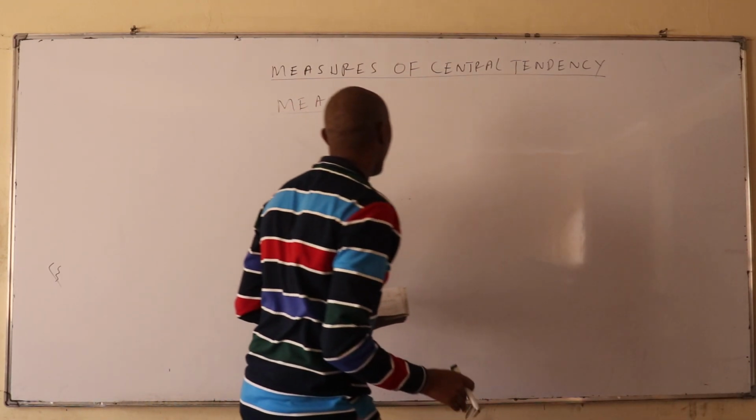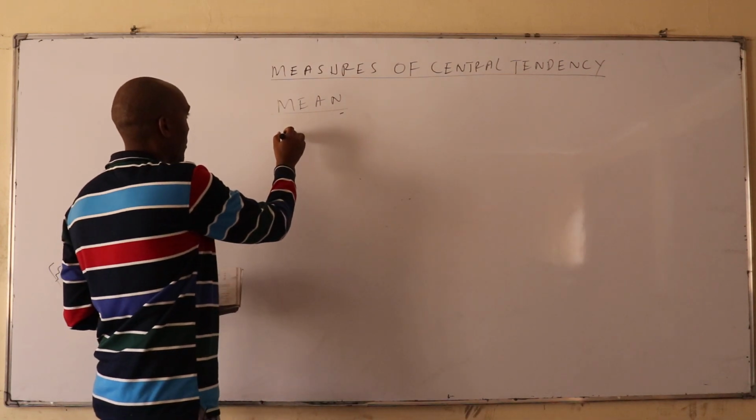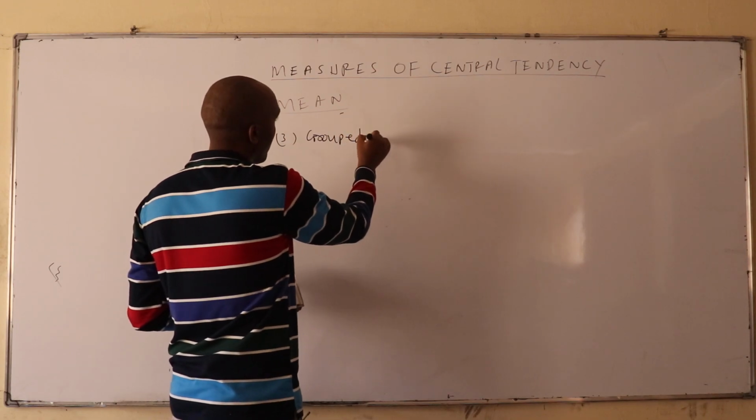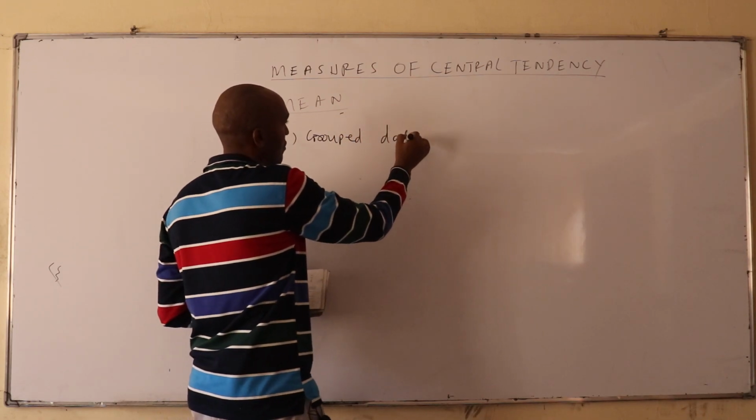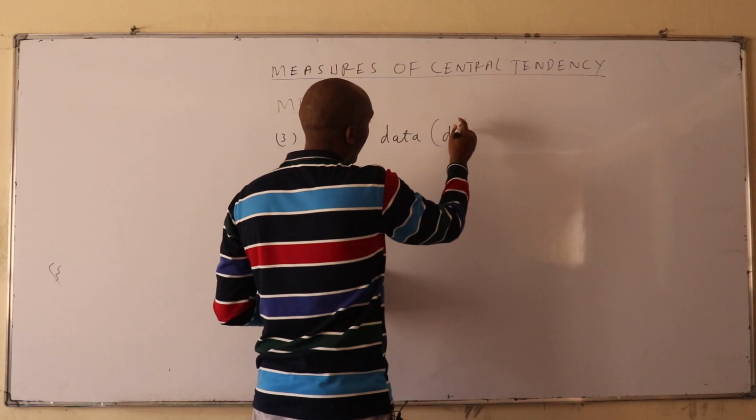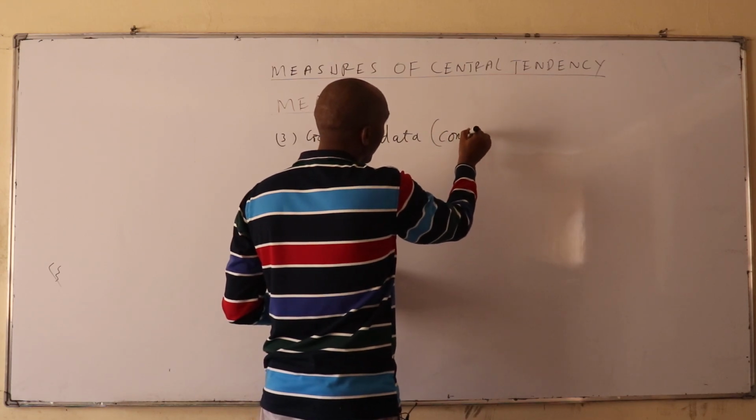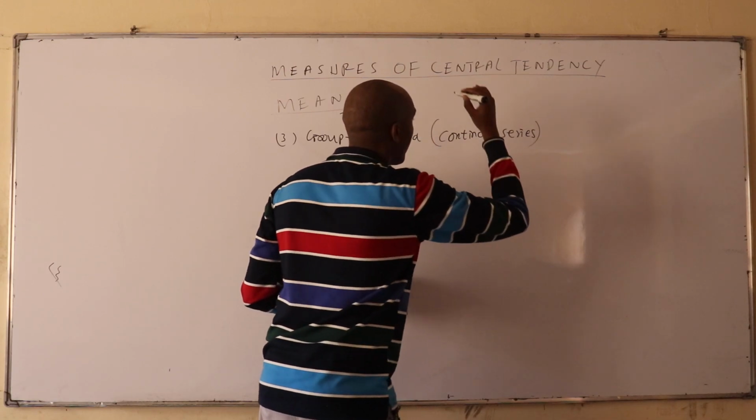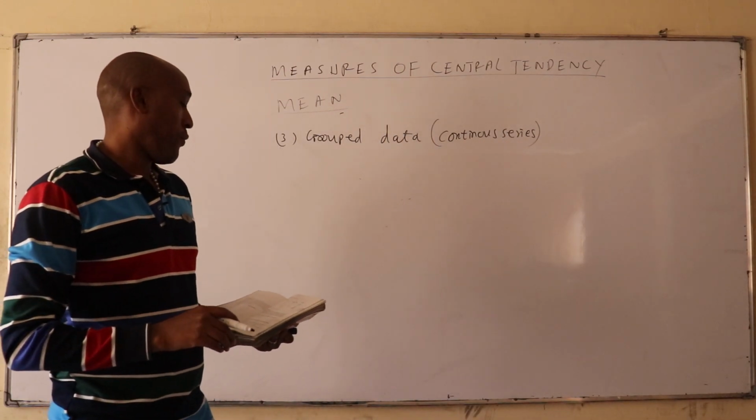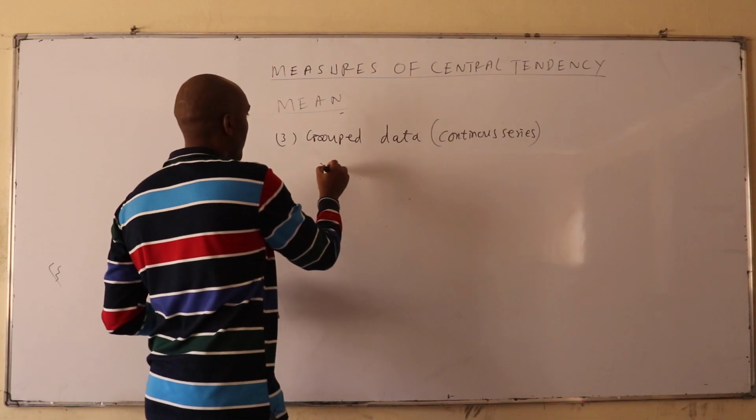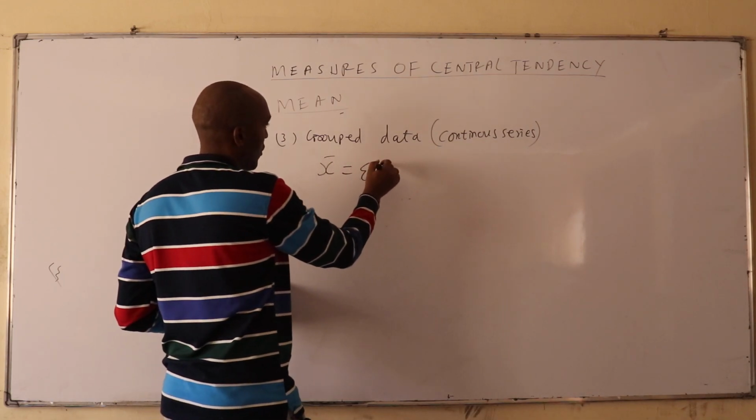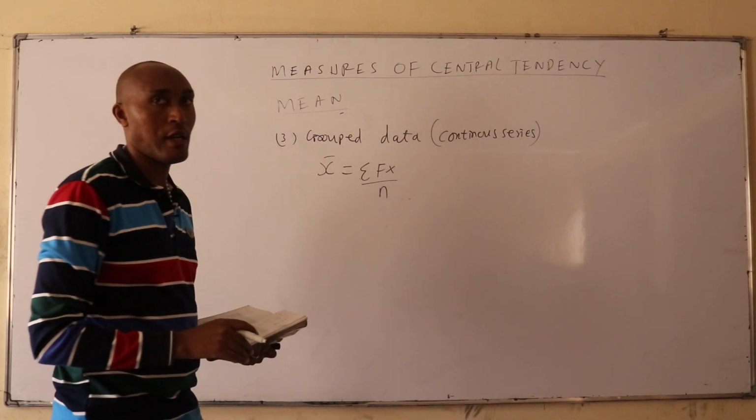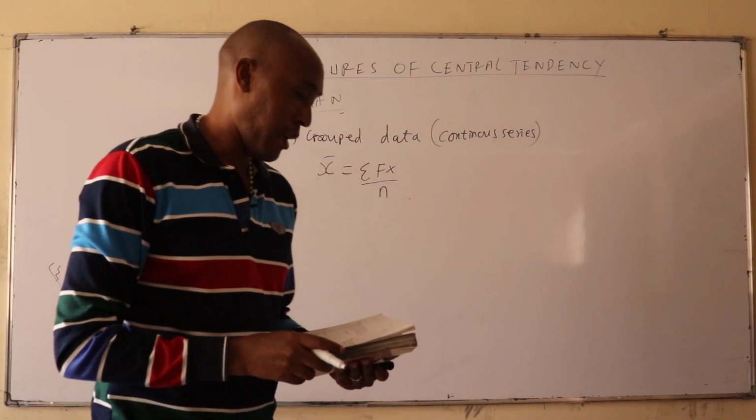So we are going to use the third one. Number 3 is grouped data, continuous series. The formula still remains: mean is equal to summation of fx over n. So we shall still use the same formula.